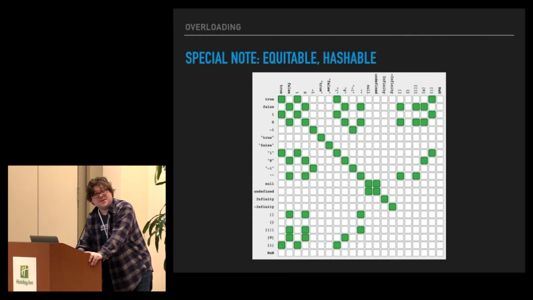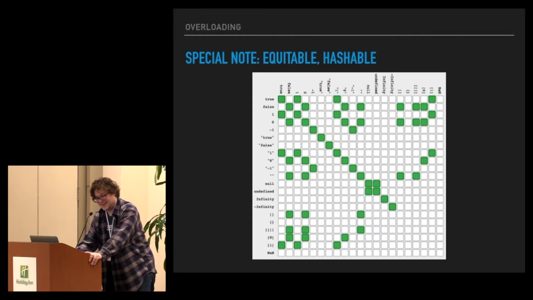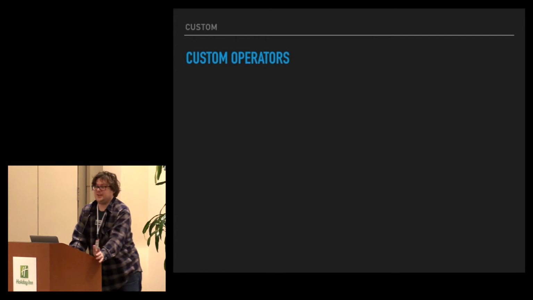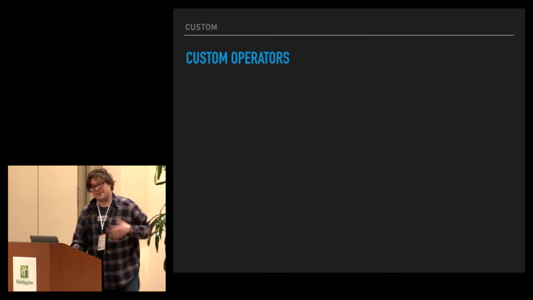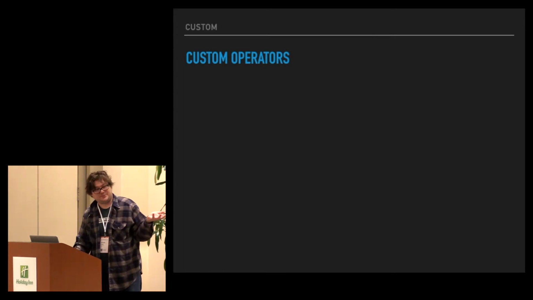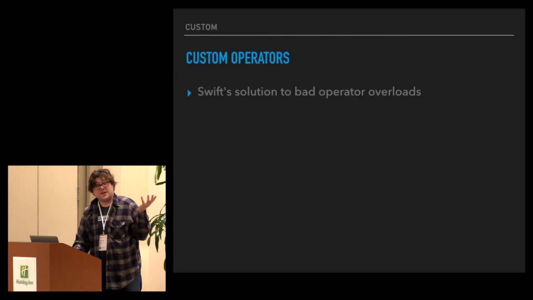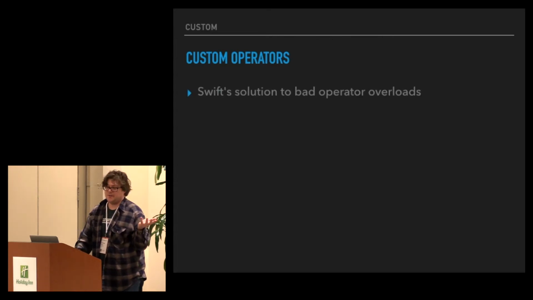This is the nicest table I've seen for JavaScript equality in that not only does it cover a lot of stuff, it's also symmetrical. It really shouldn't be. All right, so now let's talk about custom operators. Custom operators, they solve a lot of these problems. It's great. It is Swift's solution to bad operator overloads.